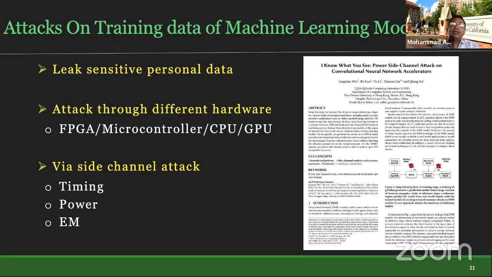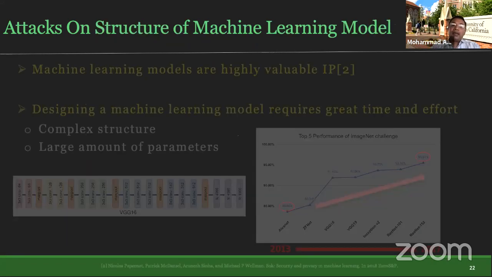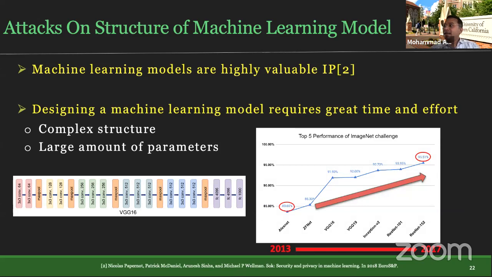The group had been trying to use different side channels of the computing hardware. That means in the microprocessor, they tried to capture information like timing, power, or electromagnetic data, and demonstrate that using this information, they can steal the training data. Then the challenge started getting momentum in 2019 and late 2018: can I steal the model? Because now the model became a very important thing. Why?